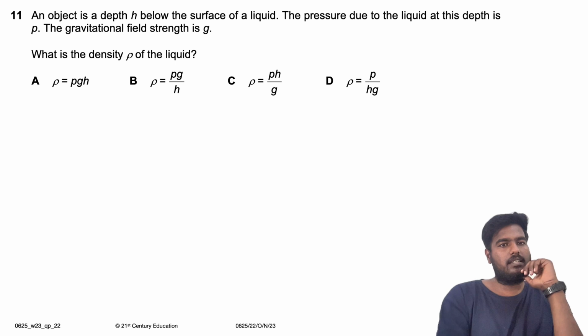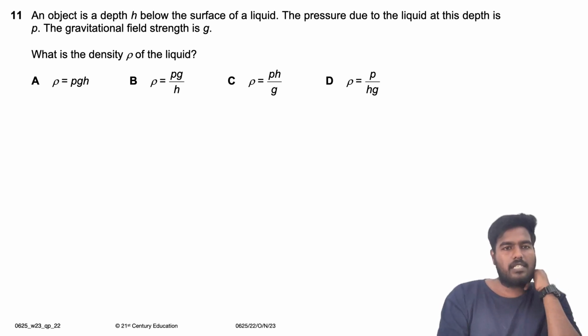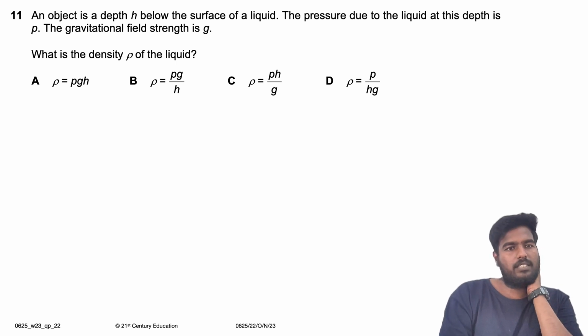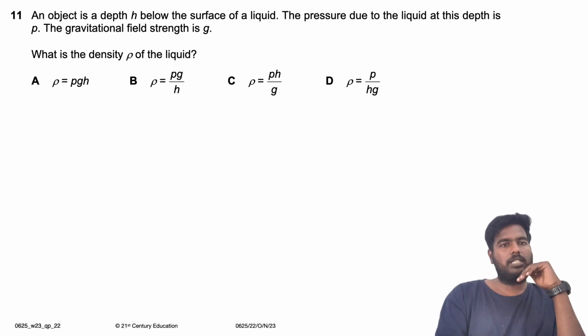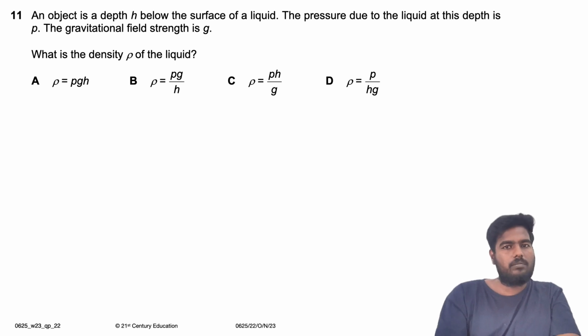An object is at a depth h below the surface of a liquid. The pressure due to the liquid at this depth is P. The gravitational field strength is g. What is the density rho of the liquid? I'm sorry, they are not asking for the pressure. The object is at depth h below the surface of a liquid. The pressure due to the liquid at the depth is P. The gravitational field strength is g. What is the density of the liquid?